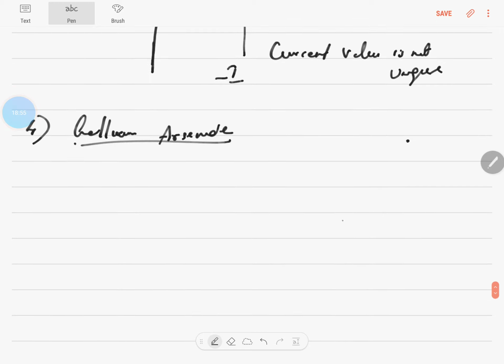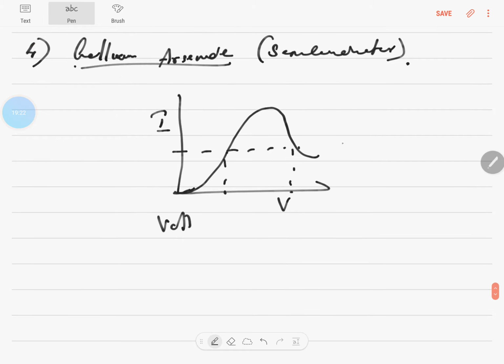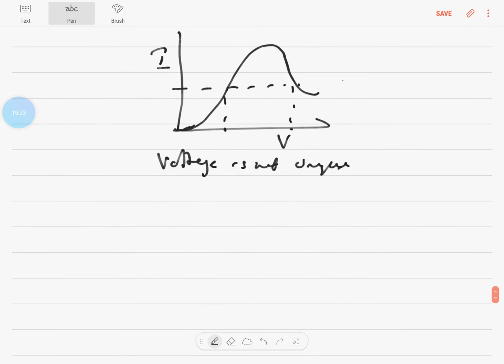Gallium arsenide is again a semiconductor. Gallium and arsenic together make an alloy, and it behaves like a semiconductor. Let's see how the graph is. I always put an IV graph; I prefer that for consistency. The graph goes like this and comes down like this. Can you see that? Therefore, you have 2 different voltages for one particular value of current. So voltage is not unique. These are what you have to write for the limitations of Ohm's law if they ask you for a detailed answer.